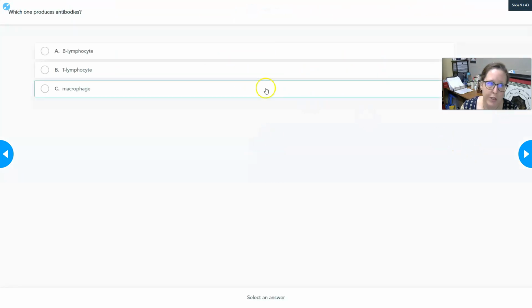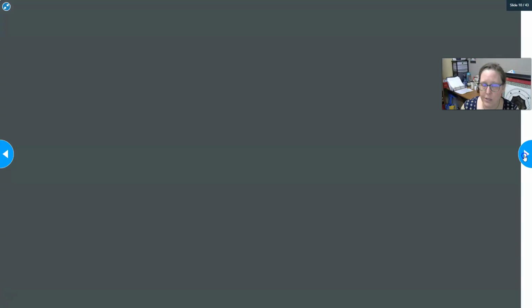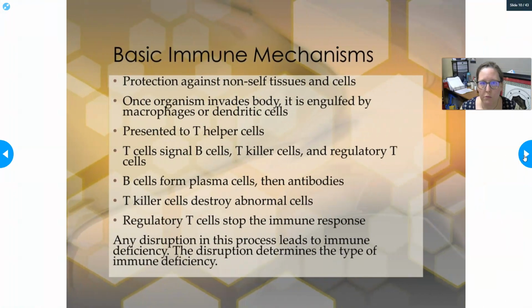Okay, quick poll question. Which one of these produces antibodies: B cells, T cells, or macrophages? So, some more about the basic immune mechanisms.